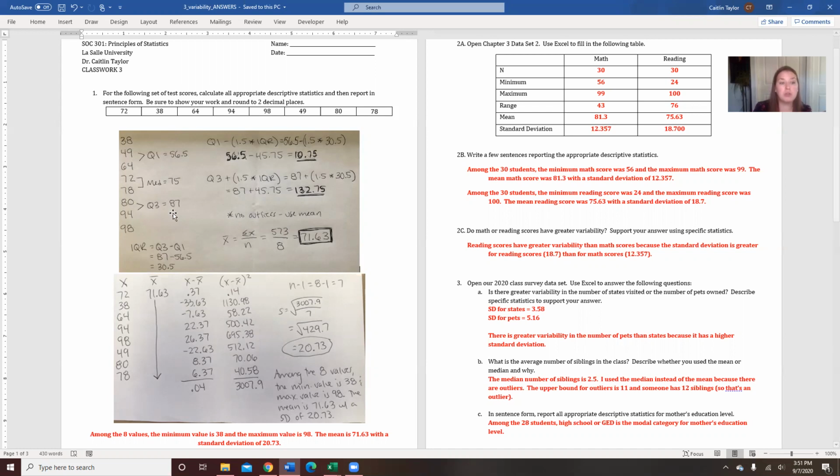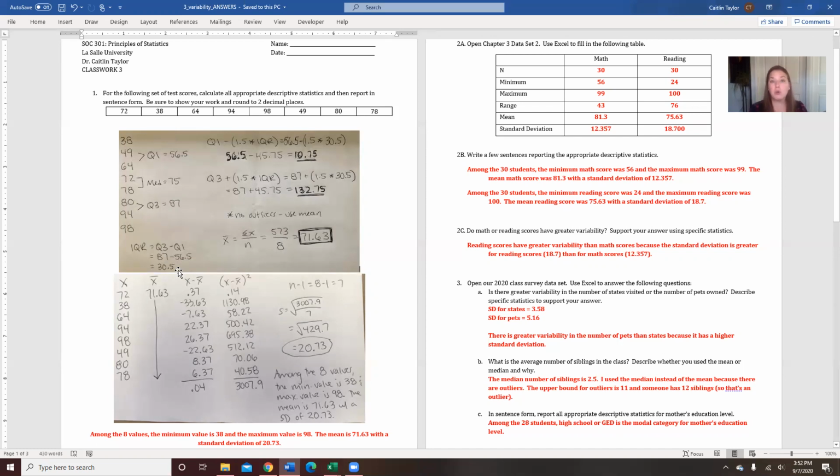So in order to start the process of identifying if there are outliers, we need to calculate our interquartile range, or our IQR. So we're down here now. The formula for IQR is Q3 minus Q1, where we plug in those values that we just got from here. 87 minus 56.5 gives us an IQR of 30.5.